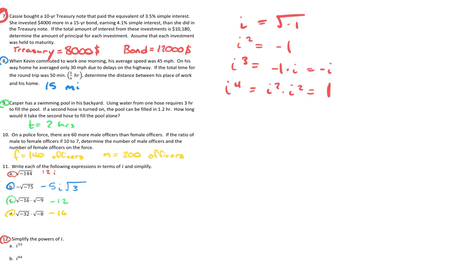So the way I like to approach these questions, like in 12, is to look at the power here and divide it by 4. So if we divide it by 4 and we have a remainder of 1 after dividing by 4, what we'll be left with is just i. If we get 2 over 4, we'll get negative 1. 3 over 4, we get negative i. And then 4 over 4 is 1.